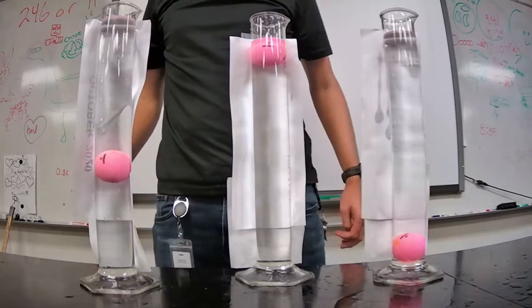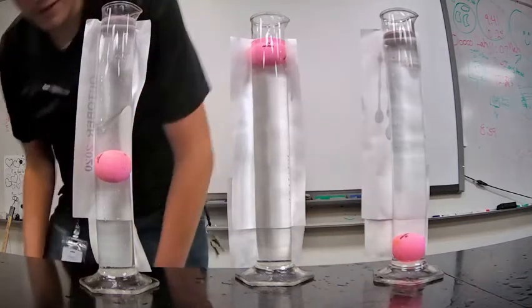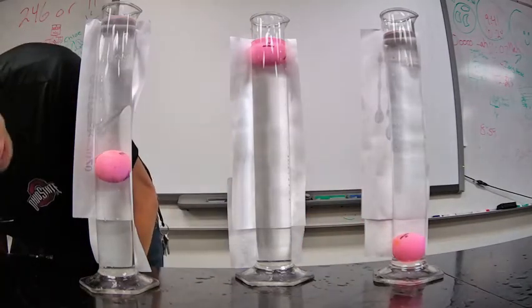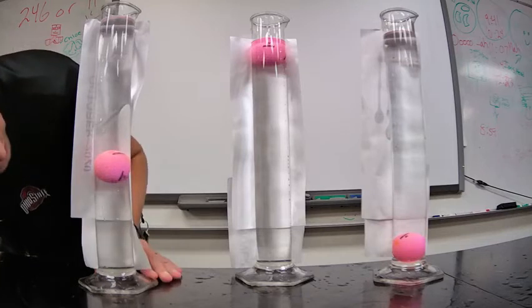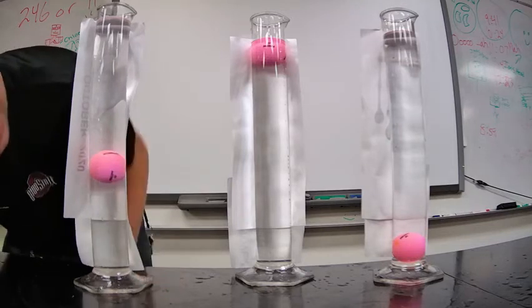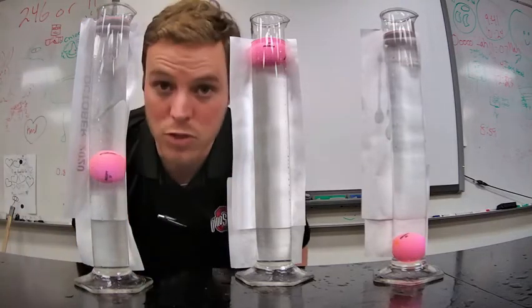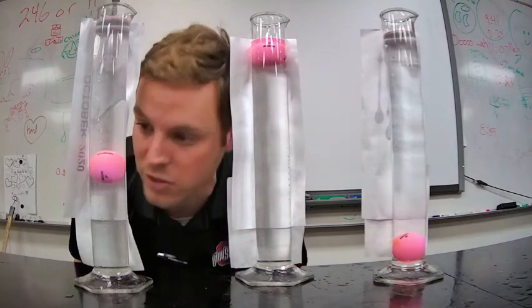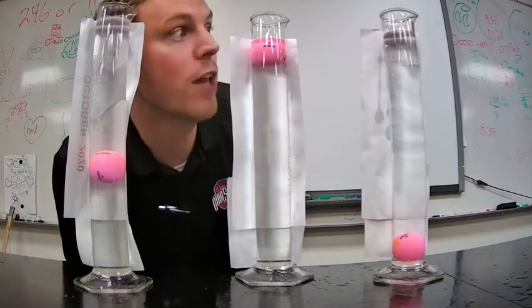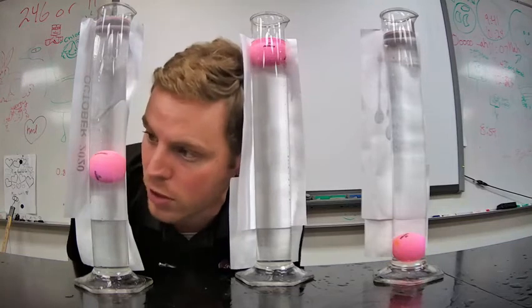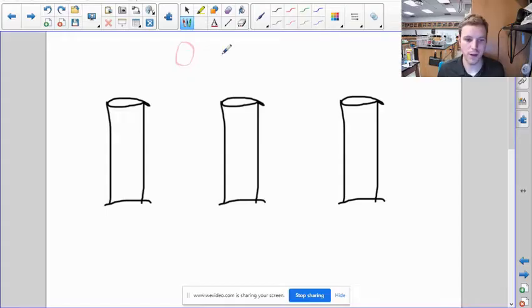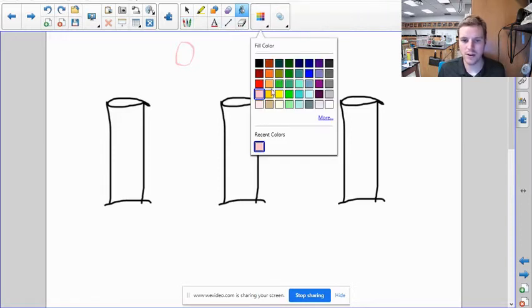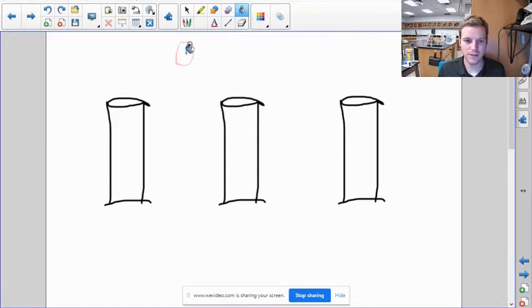And what? What are you doing? Are you sinking or are you floating? What is happening? Is this some sort of sorcery, Mr. Pilcher? What is going on? How can it float? And then how can it sort of float, sort of sink? What is going on? Okay, so here's what happened when we dropped those golf balls into the different graduated cylinders.